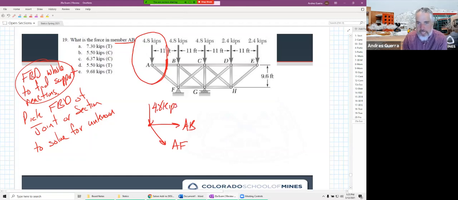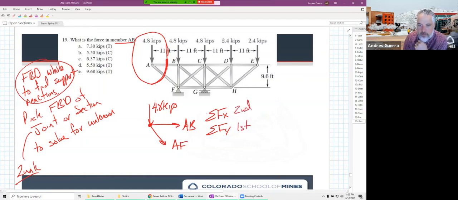So, and a kip is 1,000 pounds. So actually, if I do, and remember, a joint, if we're doing a joint, we can only have 2 unknowns. And the reason is because everything is concurrent. We only have sum of forces in the X and sum of forces in the Y. We do not have sum of moments. But this works. And we can solve for AB by first doing sum of forces in the Y and solving for AF. And then we'll do sum of forces in the X and solve for AB.